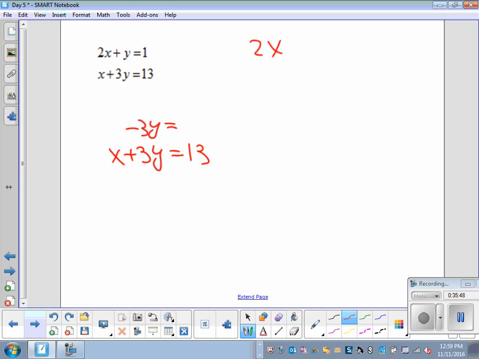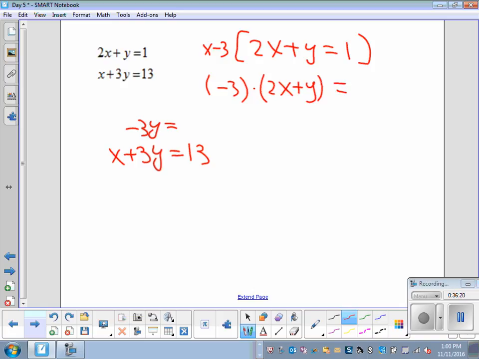So if I have 2x plus y equals 1 and I want to do something to both sides of this equation so that I have minus 3y, I can multiply everything by negative 3, the whole equation. So I would have to multiply the right side and left side by negative 3. Can I do that? Yes, so I multiply 2x plus y by negative 3, so negative 3 times 2x plus y, and then I multiply the other side by negative 3. Then I distribute, and what do I have? Negative 6x minus 3y equals negative 3.